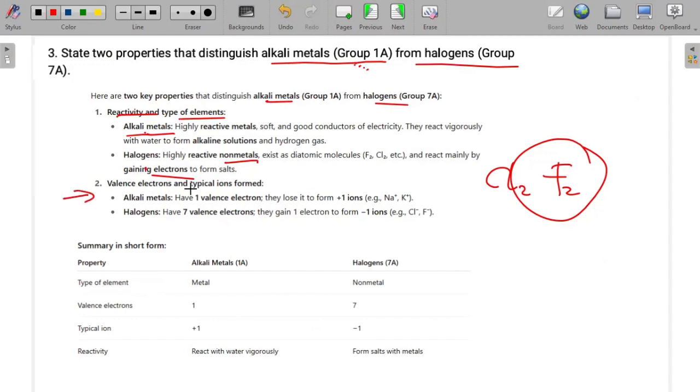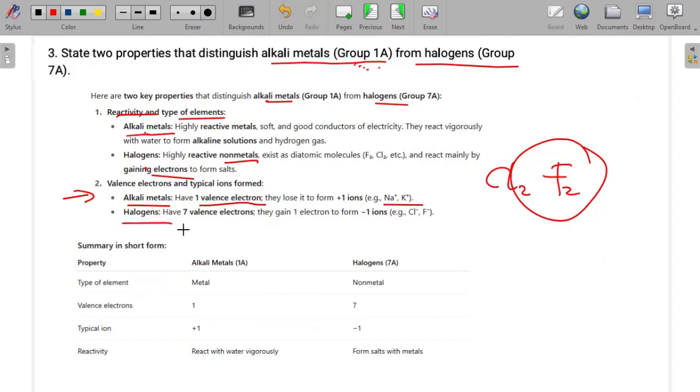And then the other one is the valence electrons and the typical ions formed. So for the alkali metals in group 1A, they have 1 valence electron. So what type of ions do they form? They form cations because they tend to lose that 1 valence electron to form positively charged ions.